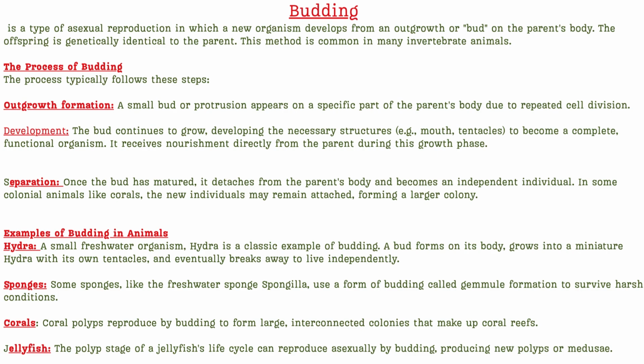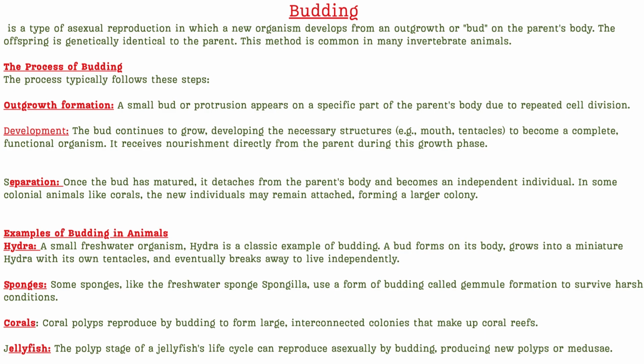The first one is Hydra, a small freshwater organism. Hydra is a classic example of budding. A bud forms on the body, grows into a mature hydra with its own tentacles, and eventually breaks away to live independently. The next one is the sponges. Some sponges, like the freshwater sponge Spongilla, use a form of budding called gemmule formation to survive harsh conditions.